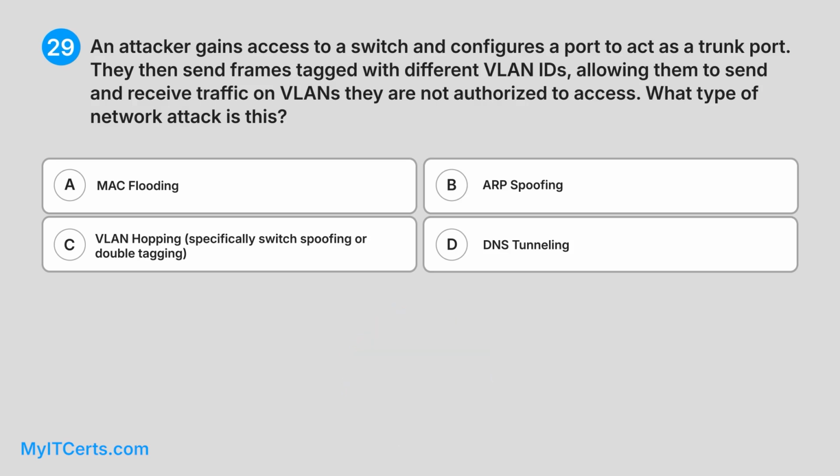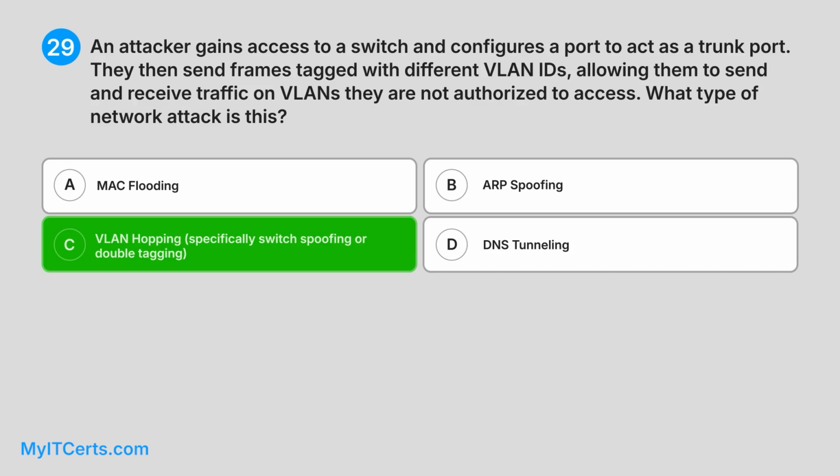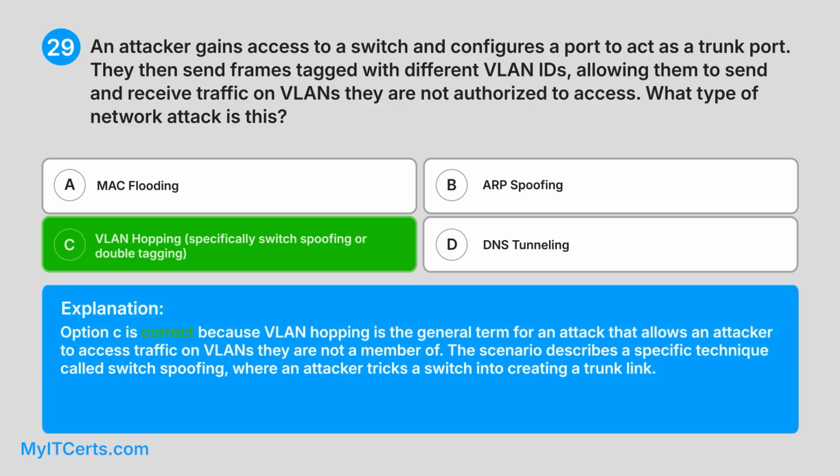Correct answer. C. VLAN hopping. Specifically, switch spoofing or double tagging. Explanation. Option C is correct because VLAN hopping is the general term for an attack that allows an attacker to access traffic on VLANs they are not a member of. The scenario describes a specific technique called switch spoofing, where an attacker tricks a switch into creating a trunk link.